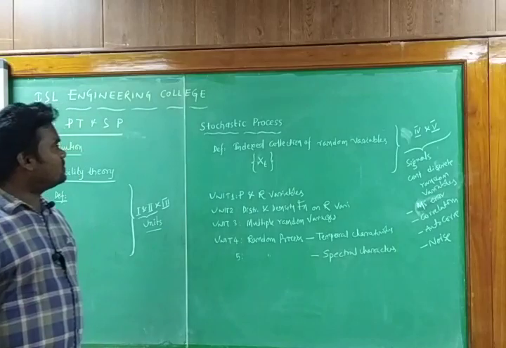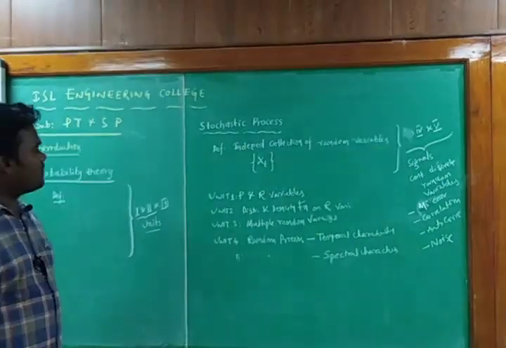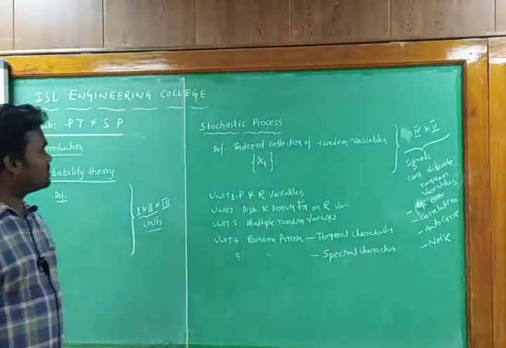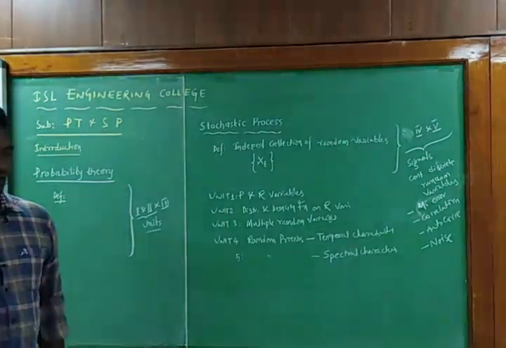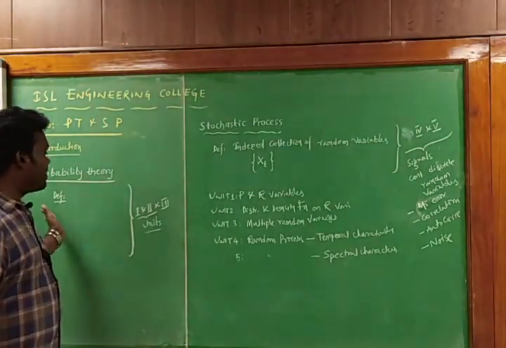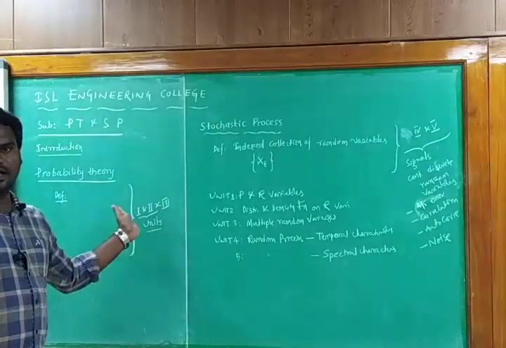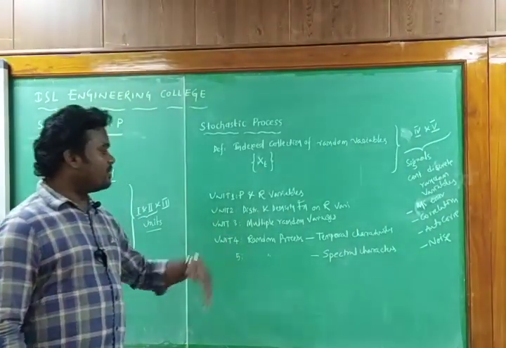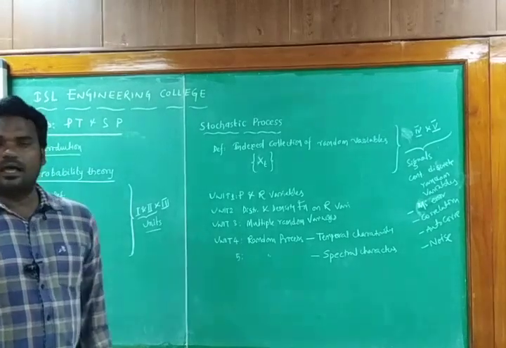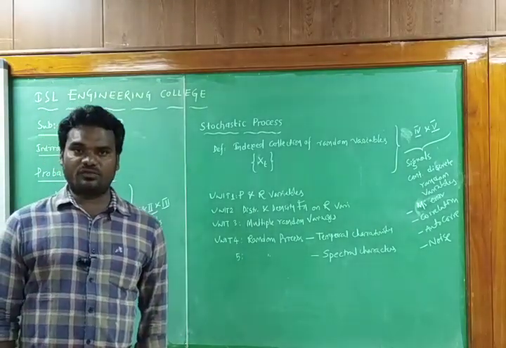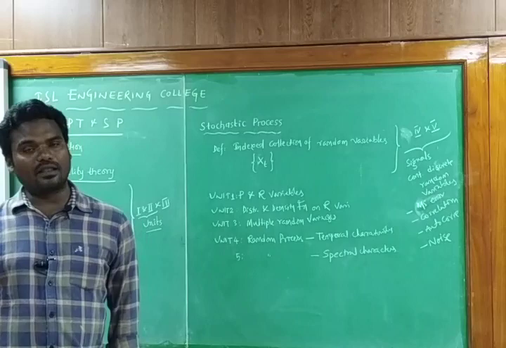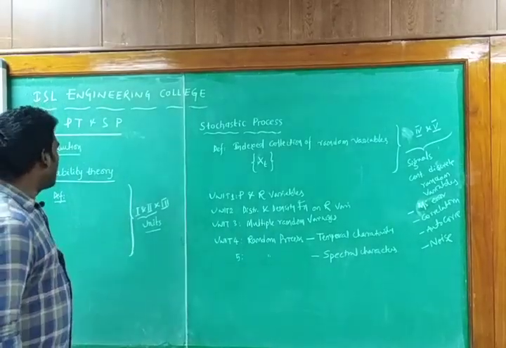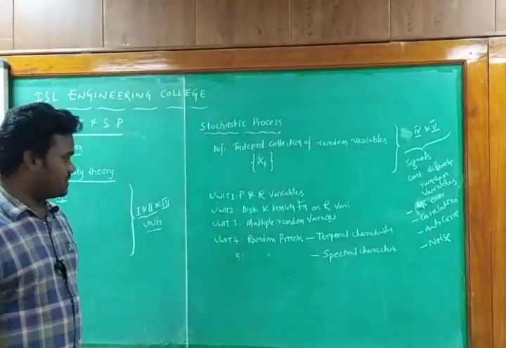Here we are going to study another important thing in the PTSP, that is the stochastic process. We are going to study the probability theory by making use of random variables, and these may be multiple random variables or a single random variable. By using the single random variable and the multiple random variables, we are going to study the first 3 units.